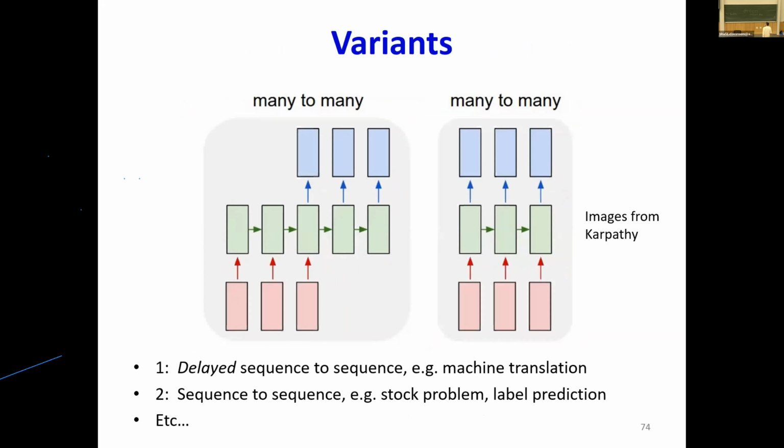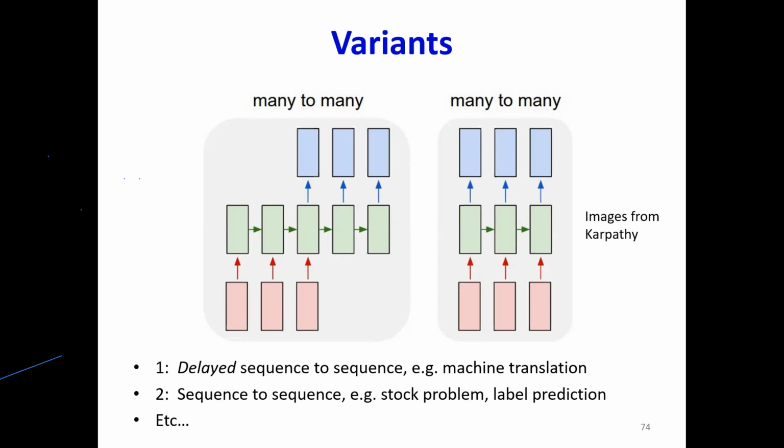Or you could have something of this kind, delayed sequence to sequence. You have a sequence of inputs coming in, they're all analyzed. And then once the entire input sequence has been analyzed, that value is used to generate the entire sequence of outputs. So this is what you'd use if you were performing machine translation. You'd want to see the entire English sentence before translating it to French.